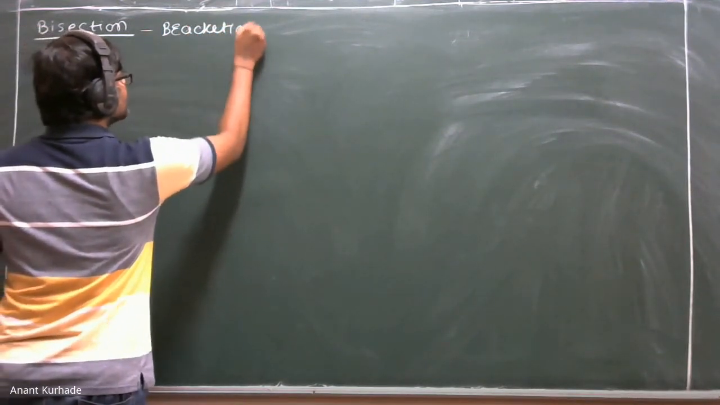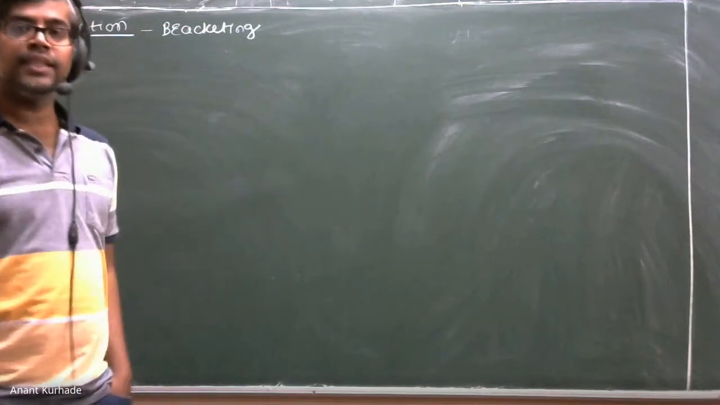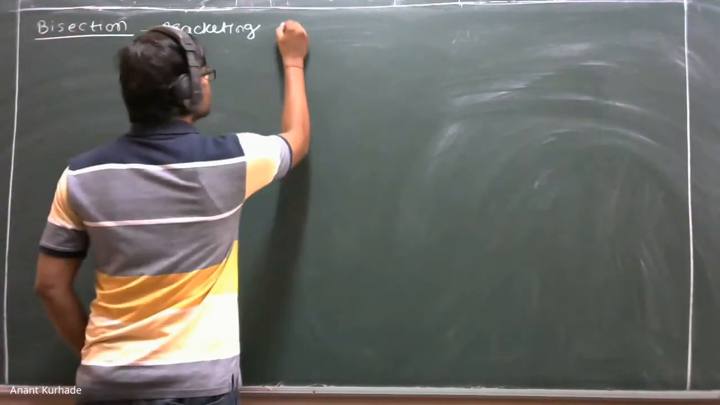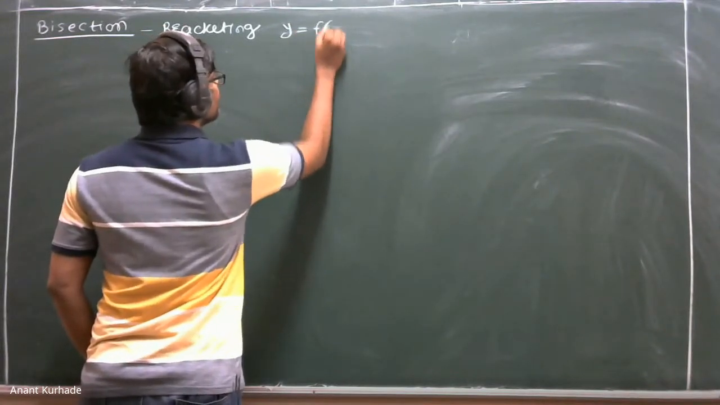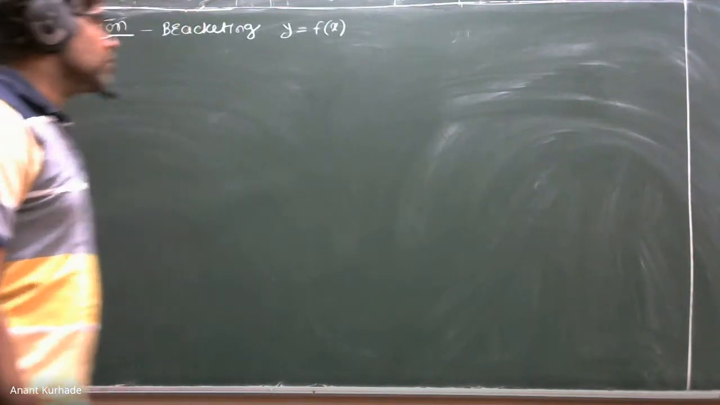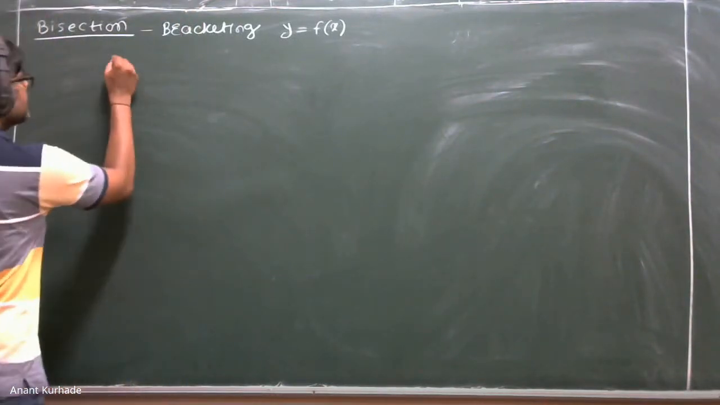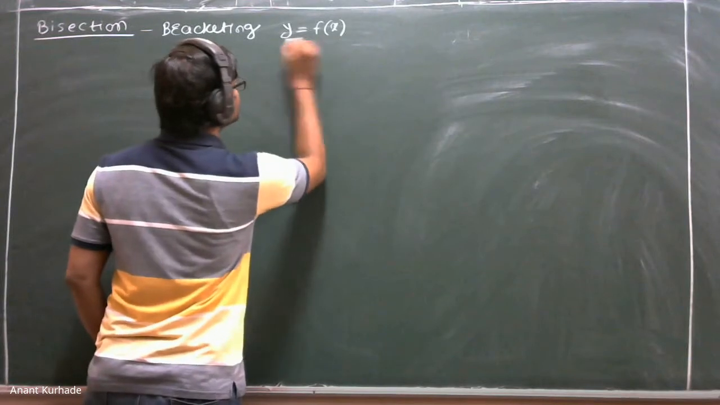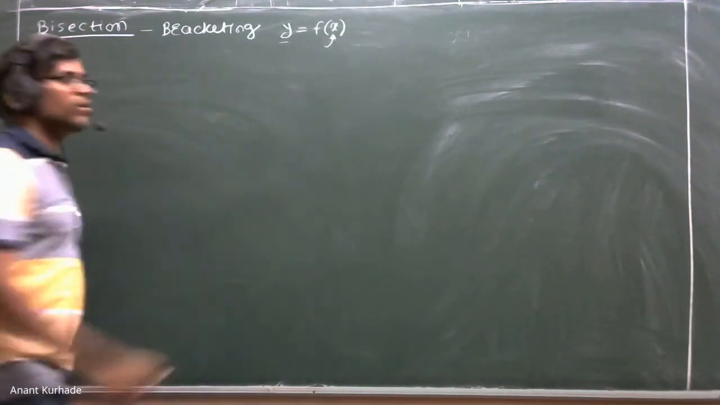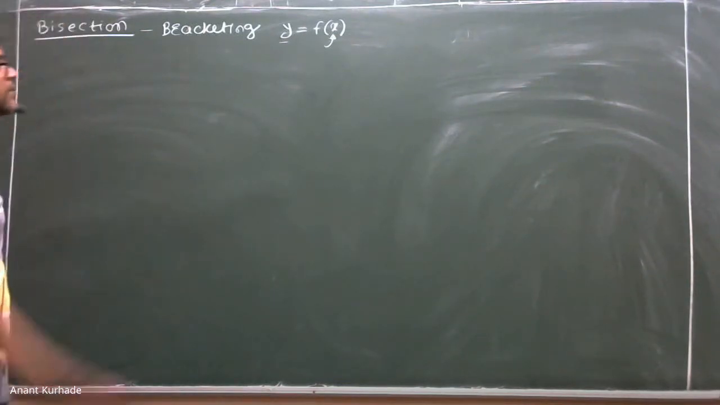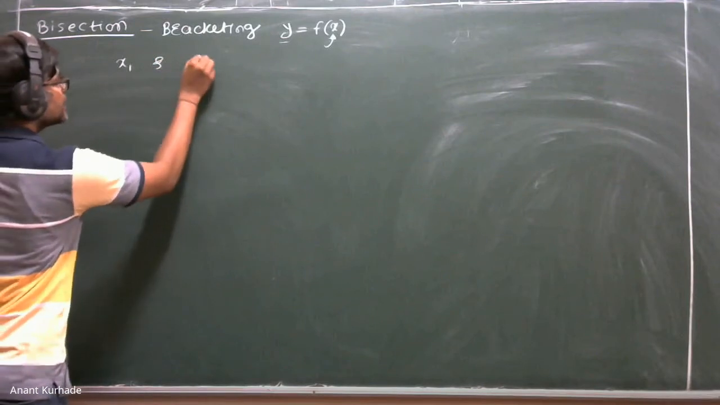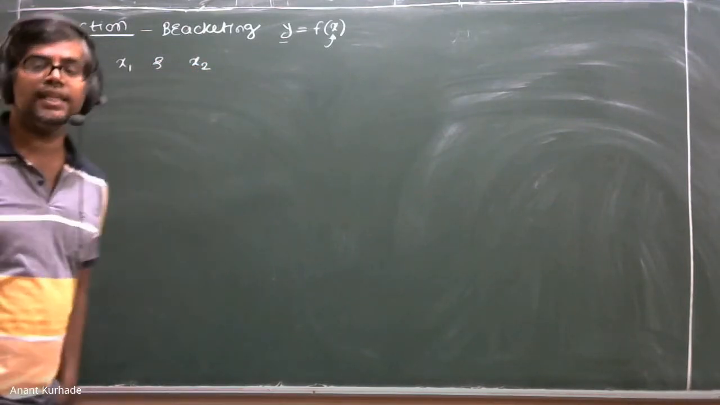Why is it called a bracketing method? Because initially it is required to assume two guesses to solve this equation, y is equal to f of x. This function y is a function of x, so we have to take two guesses in terms of x only. So we can take x1 and x2. These two are initial guesses.